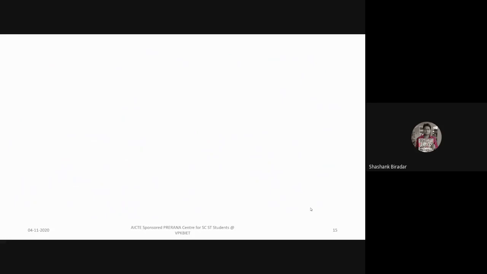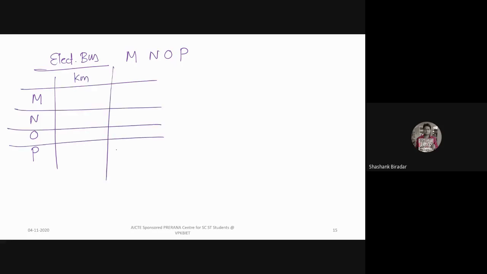So, there is a scenario. We have one electric bus, which travels to certain points N and O and P. There are distances and electricity consumption given in the table. Points M, N, O, P. The distance traveled in kilometers is given as 20, 45, 75, and 100. And electricity consumption in kilowatt hour has been given as 12, 25, 45, and 57.